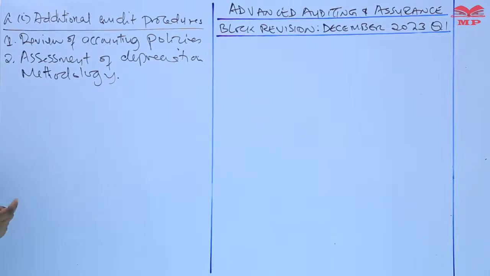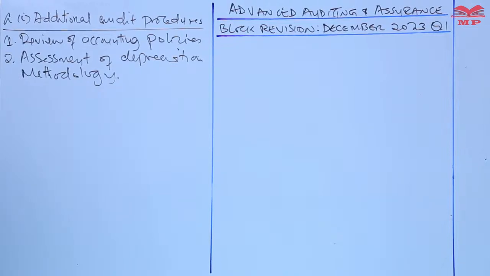So there are various methods that the company may use. The straight line method or reducing balance method. So the auditor should evaluate the appropriateness of the method that is used to depreciate buildings. Assess, for example, whether straight line method is reasonable or not.